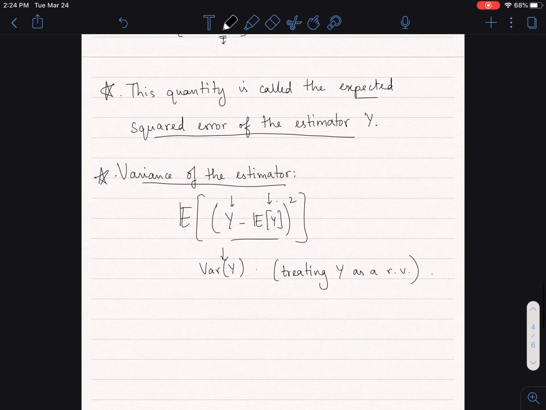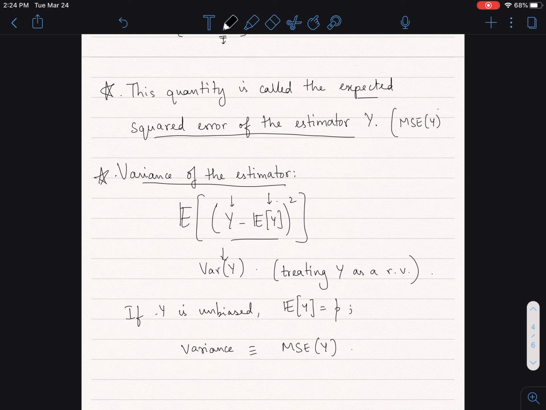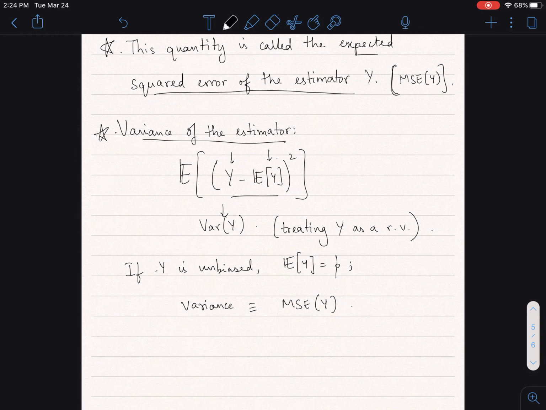Okay. So this is why, as I was saying, if y happens to be unbiased, then the expected value of y is equal to p, right? And this basically means that the variance is equal to the expected squared error, or the mean squared error, of the estimator y. This is also denoted by MSE of y. So this is exactly the same.